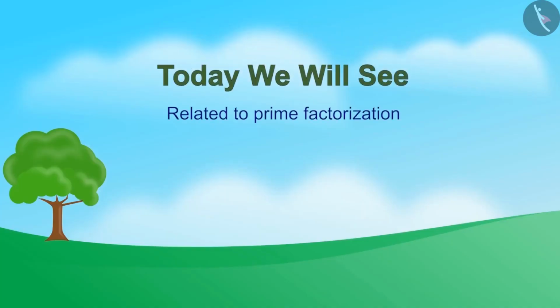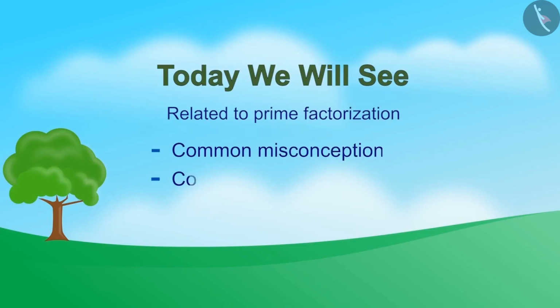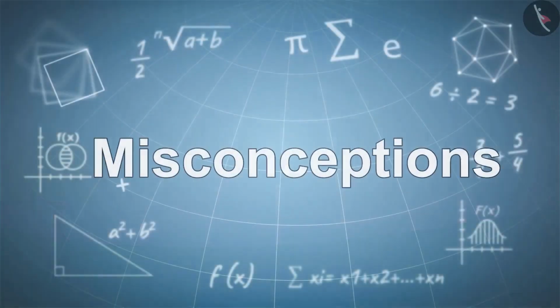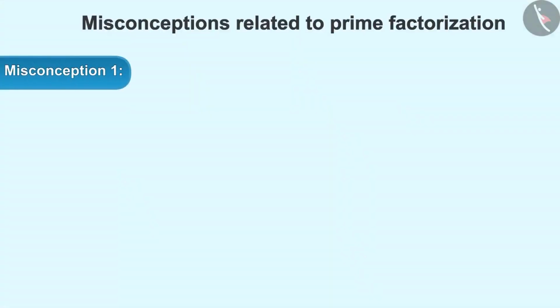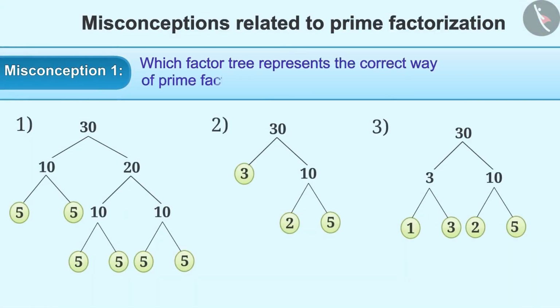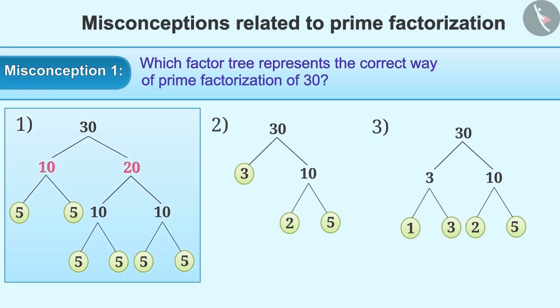Today we will see some common misconceptions and mistakes related to prime factorization. Misconception 1. Which factor tree represents the prime factorization of 30? While representing a factor tree, sometimes the addition operation is used to find the factor pair. Like in option 1, the addition of 10 and 20 is 30. Similarly, the addition of 5 and 5 is 10.